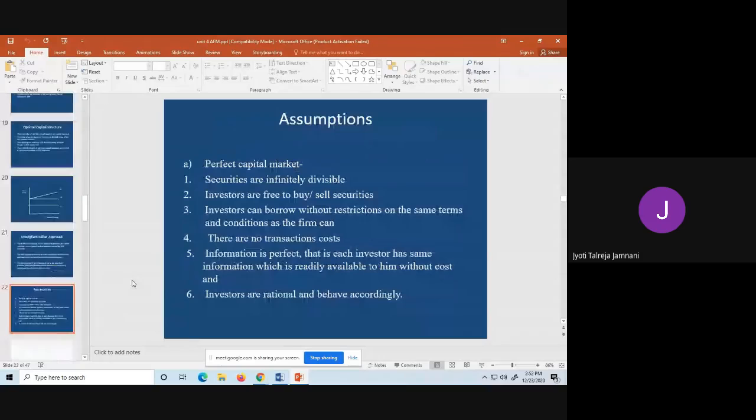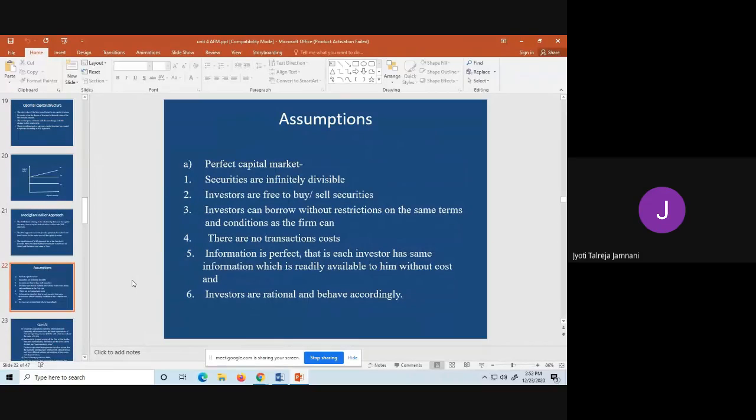So let us understand what his assumptions are. Some of his assumptions are, he tells that there is a perfect capital market. Now, perfect capital market, that's the first assumption. Under that, there are 6 points. You might have gone through this assumption in the security analysis paper also, but I'll just revise it in short. Under a perfect capital market, people believe that securities are infinitely divisible. Now, what is infinitely divisible? Anybody?